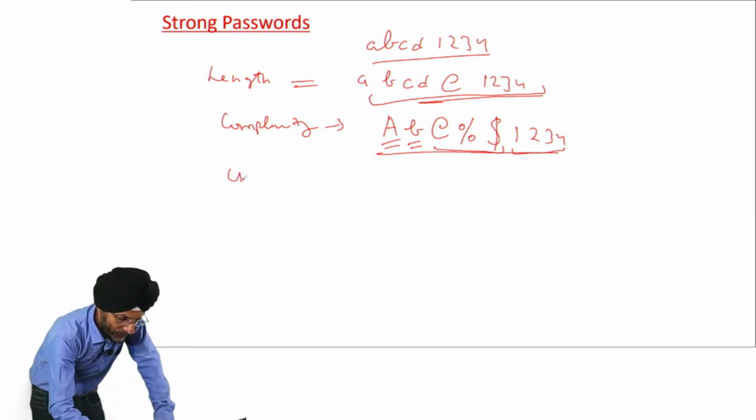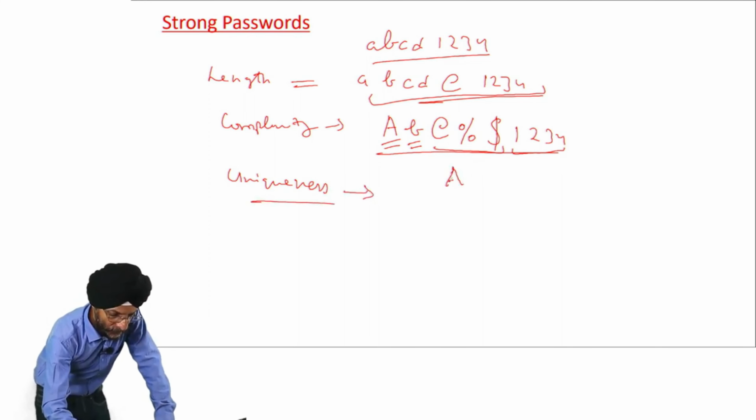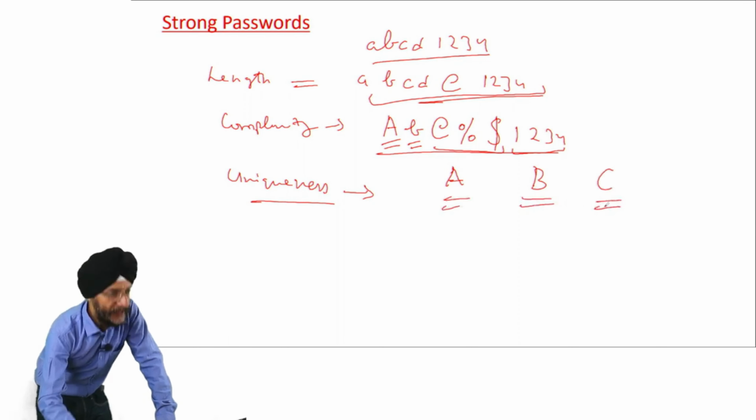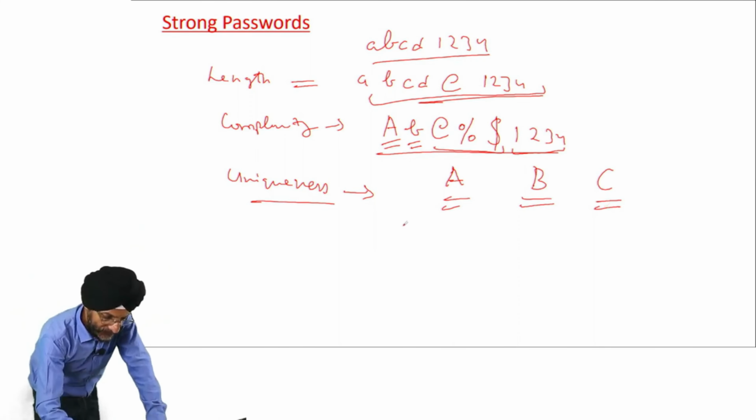Then we are to maintain uniqueness. What does it mean? Uniqueness means, suppose we have bank accounts with 3 banks, A bank, B bank and C bank. It may be possible that in all cases we are using the same password.